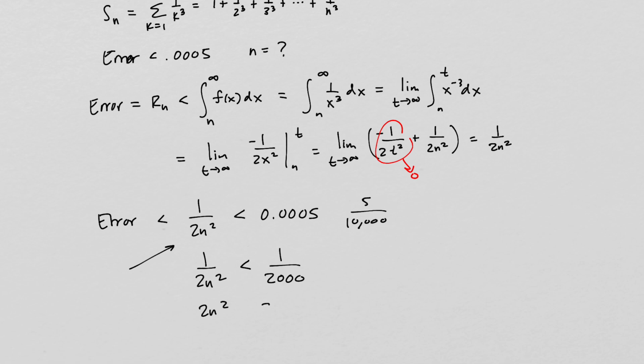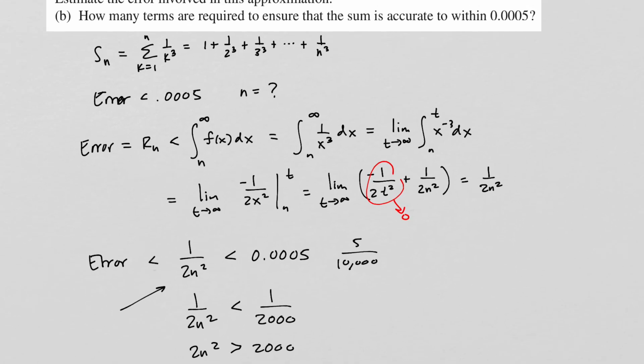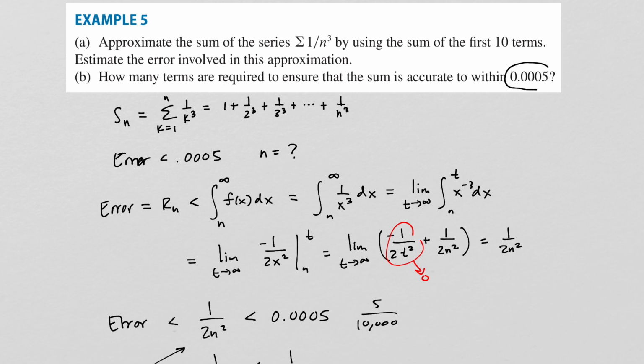I'm going to take the reciprocal of both sides. When I do that, the inequality reverses, and we get n squared is bigger than 1,000 when we divide by 2. Therefore, n has to be bigger than the square root of 1,000. And the square root of 1,000 is approximately 31.6. So we know n has to be bigger than 31.6, which means we need to make sure n is at least 32. So to ensure that the error is less than 0.0005, we need to add up at least 32 terms of the series.